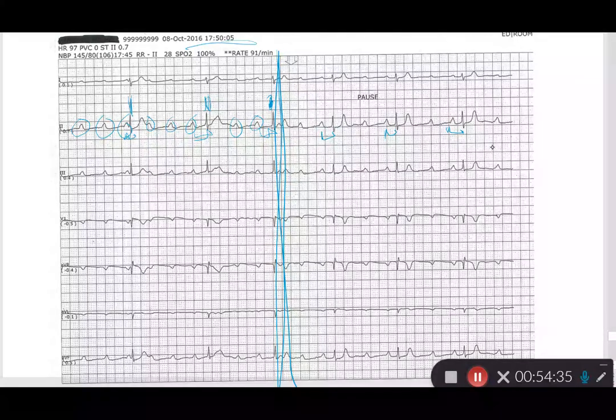Now, this was something that when I looked at it, I had no idea what I was looking at. I had to print off this strip and really examine it to see what was going on with this heart rhythm, because it moved so much between these different heart blocks in such a short period of time. So I hope this review was helpful.